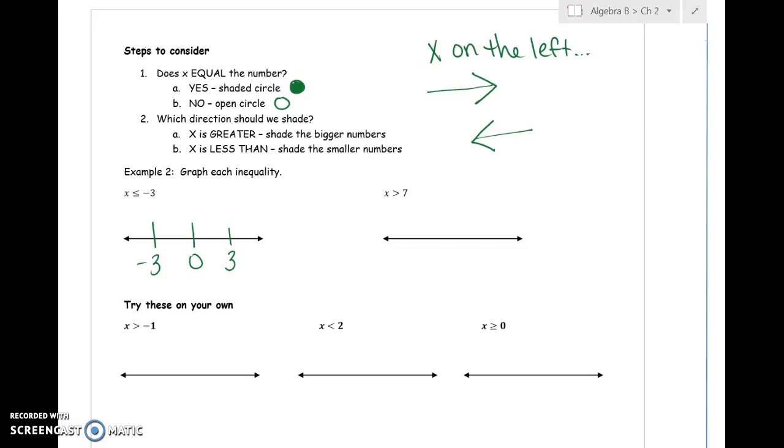This says x is less than or equal to -3. Is x equal to -3? Does it have the equals line? Yes. So, because we have the equals line in this inequality symbol, we fill in that circle. Okay, x is less than or equal to, so we can make that into an arrow, and that shows us which direction we need to shade. Because it's less than, we need to shade all of the numbers that are smaller than -3.